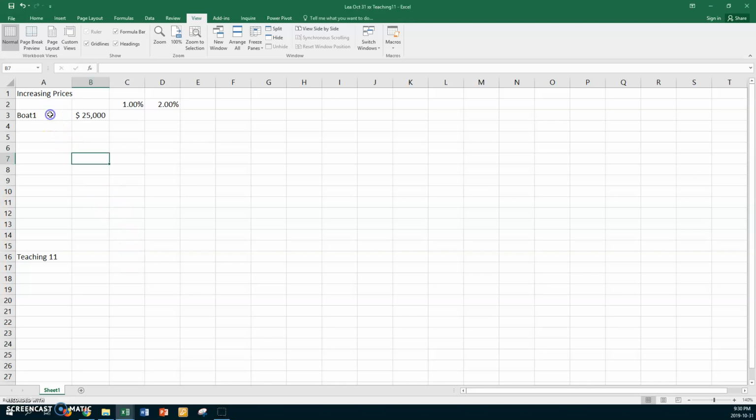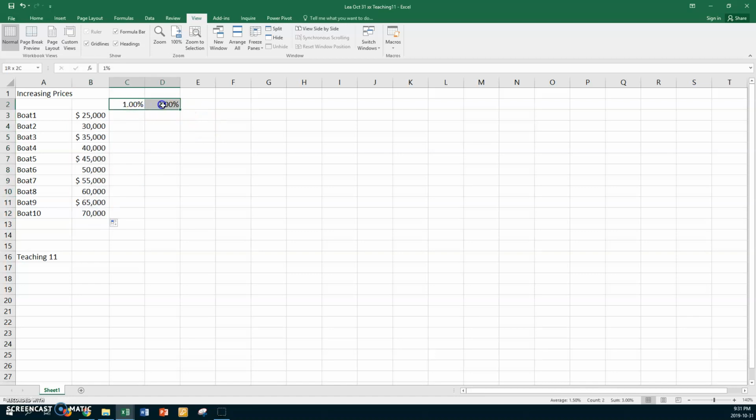So here I have boat 1, so I'm going to drag it down and let's go to about boat 10. All right. The price of boat 1 was $25,000. Let's put in $30,000 here and have a pattern. So there's our pattern, and we will drag down. All right, and the same thing here. I have a pattern 1, 2, and we're going to increase the price up to 6%.